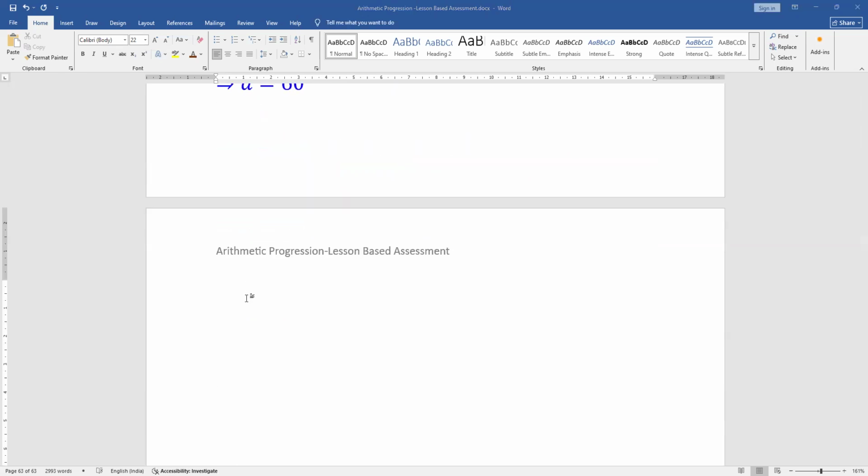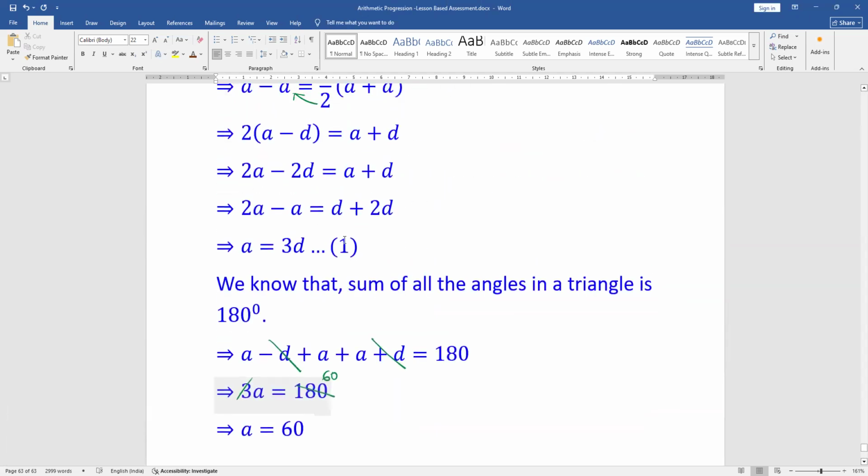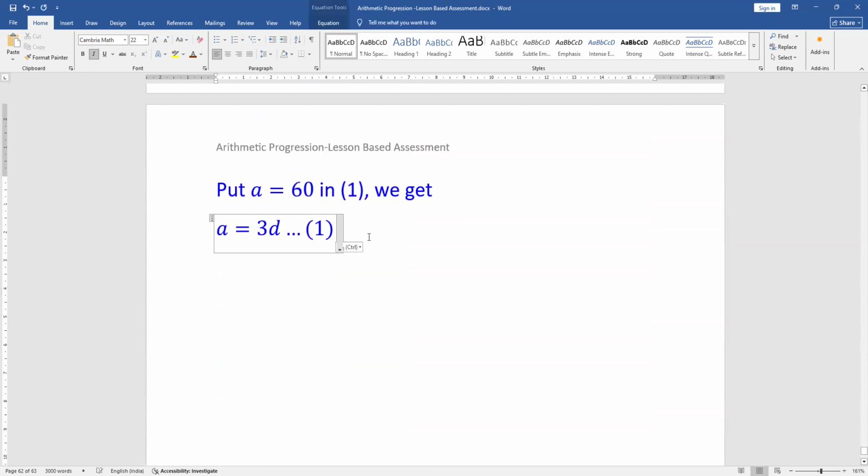Now put a equals 60 in equation 1. So where is equation 1? This is equation 1. I take that first equation and put a equals 60. So here I put 60 in place of a. Then 3 times d is 60, so d equals 20.